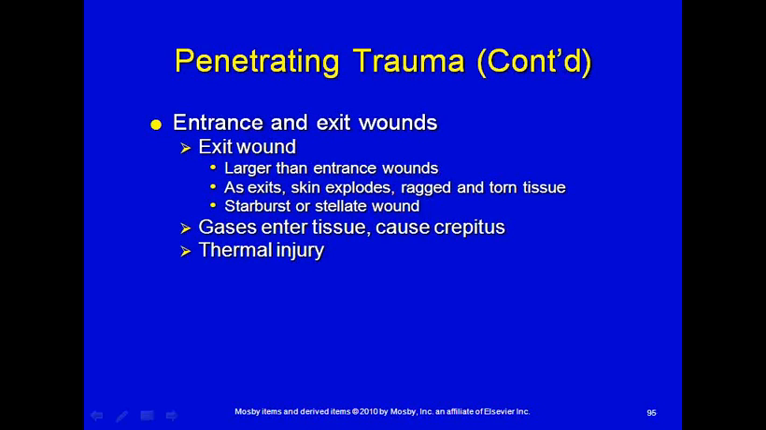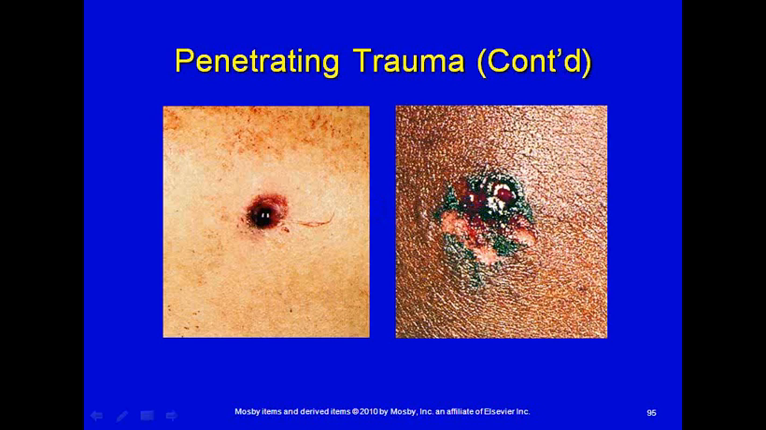Exit wounds are larger than the entrance wounds because of that cavitation. As the projectile exits, the skin explodes. It's ragged and torn on that end, with a starburst or stellate appearance. The gases that enter the tissue when you're shot at close range can also cause crepitus and burns. There's an example of penetrating trauma from a bullet, and you can see the tattooing and the burning of the skin in the slide on the right.